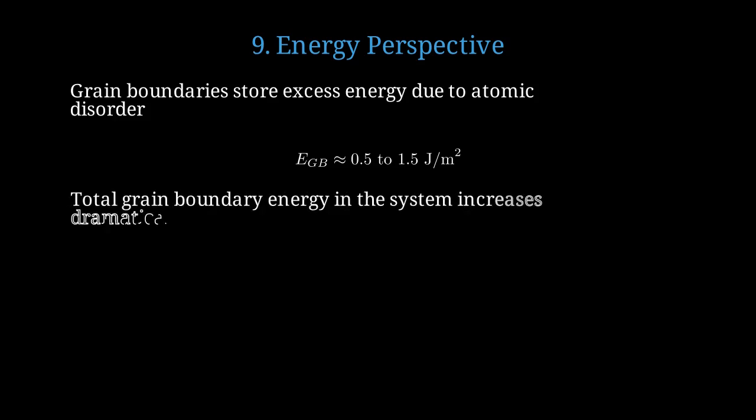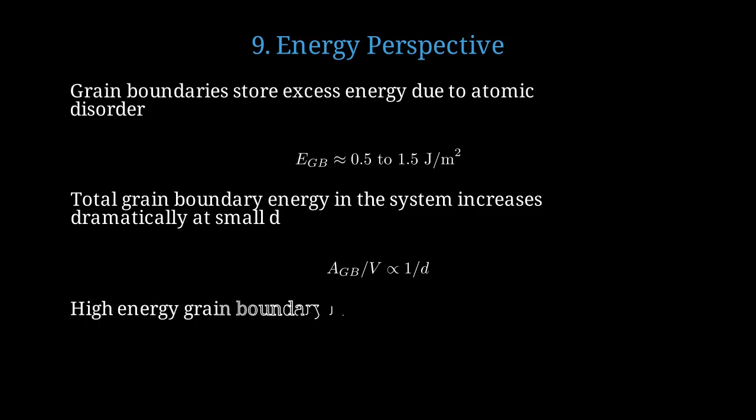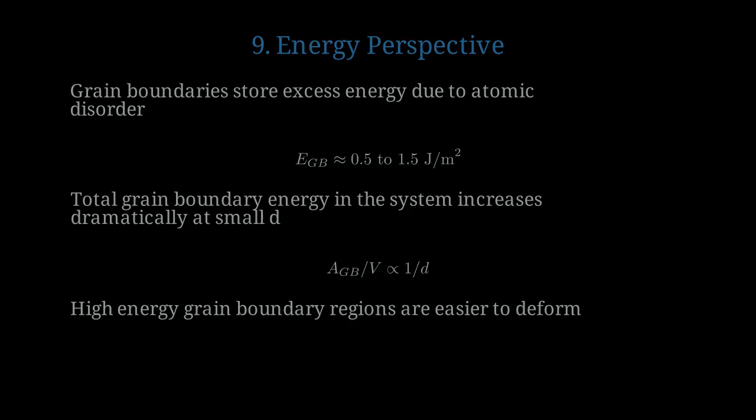As grain size decreases, the total grain boundary area per unit volume increases dramatically, raising the total stored energy. The grain boundary area per unit volume is proportional to 1 over the grain size. These high-energy grain boundary regions provide paths for easier deformation compared to the ordered crystal interior.